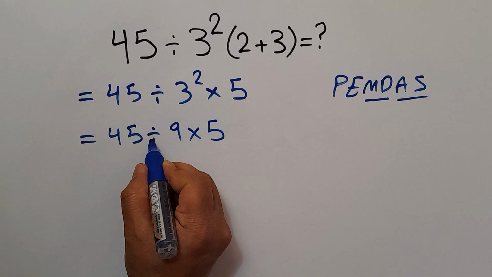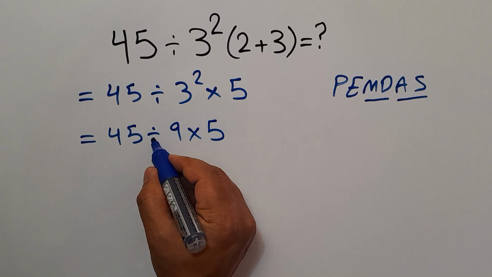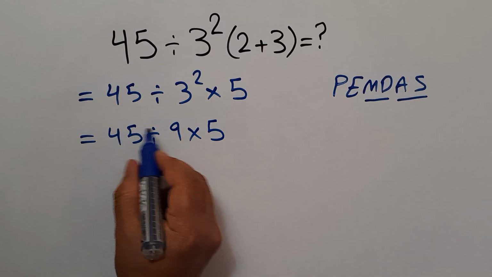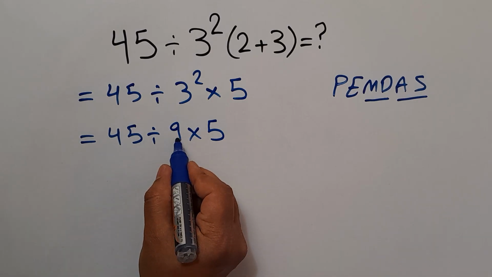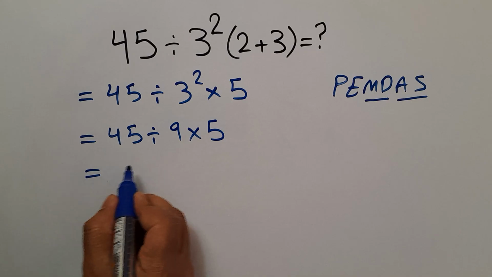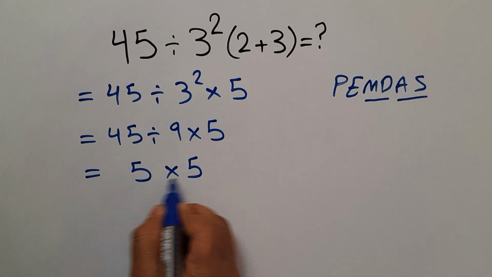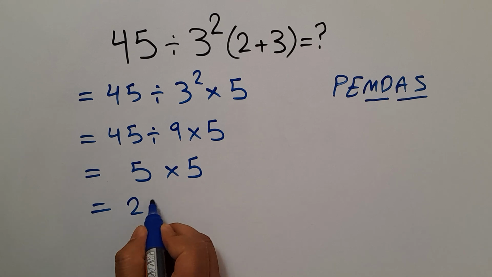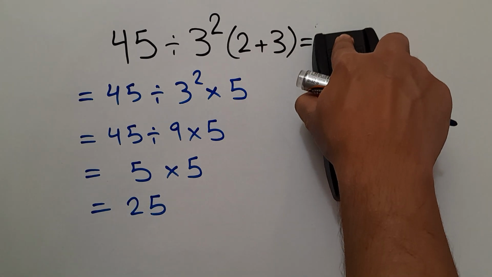Now we have one division and one multiplication. Division and multiplication have equal priority and we have to work from left to right. So first 45 divided by 9, which equals 5. So 5 times 5, and this is equal to 25. So our final answer to this problem is just 25.